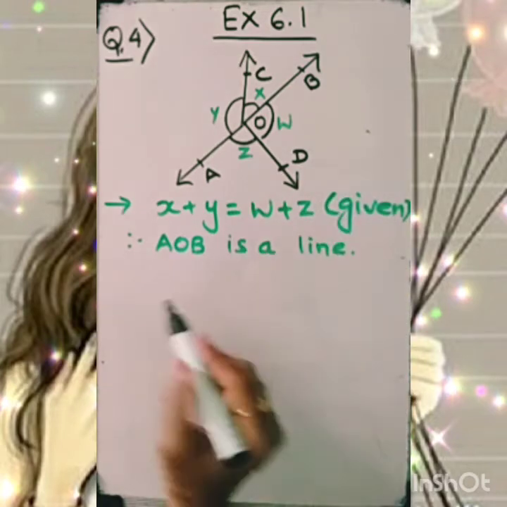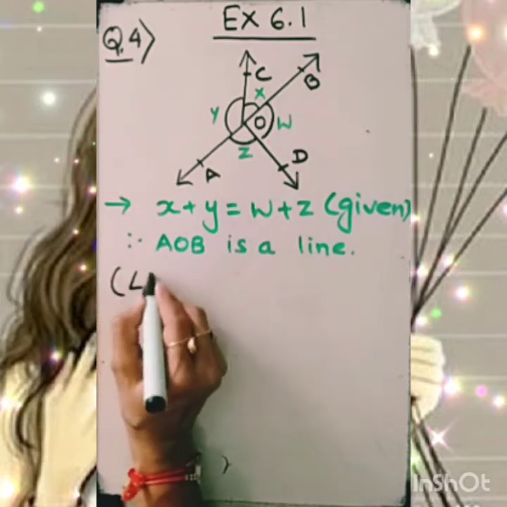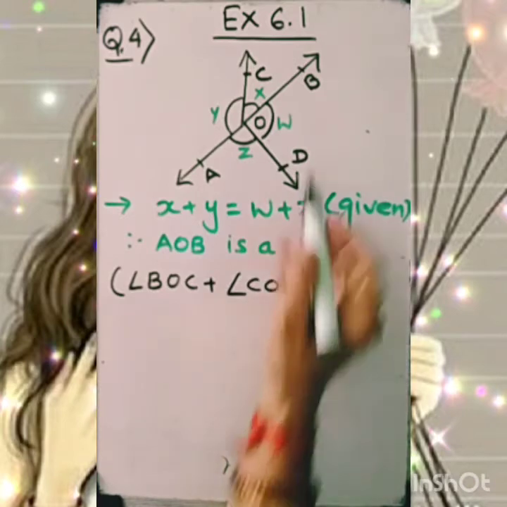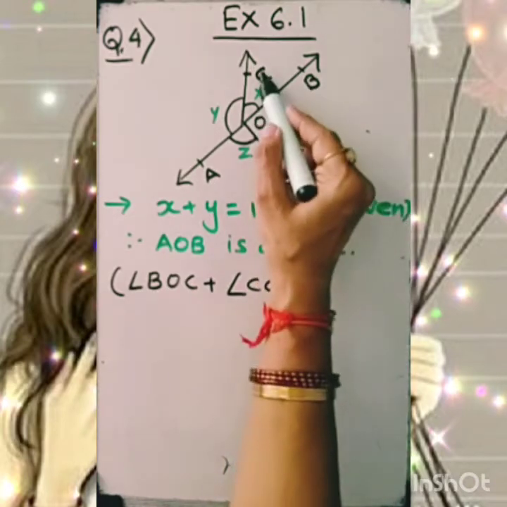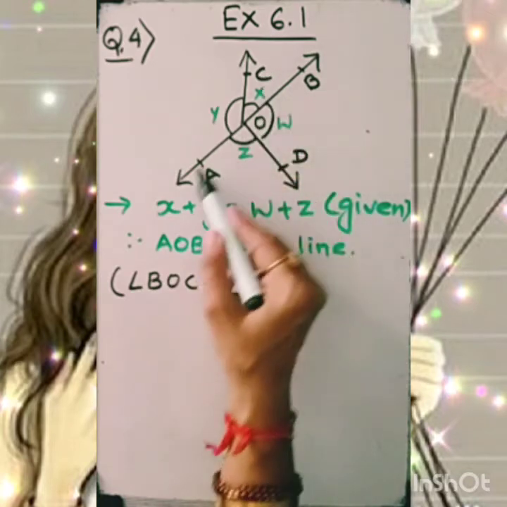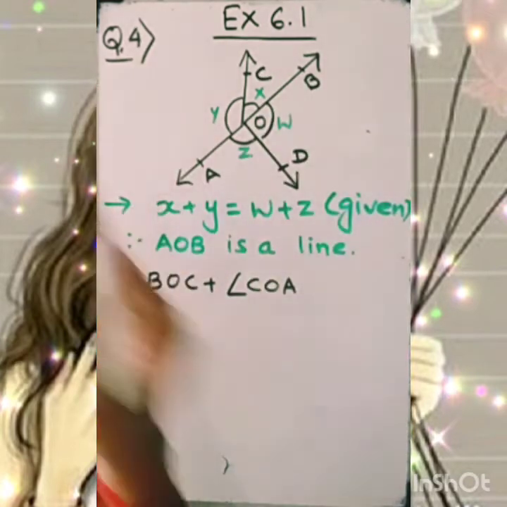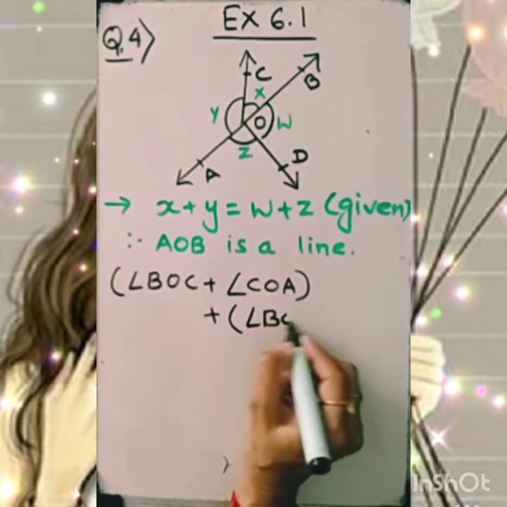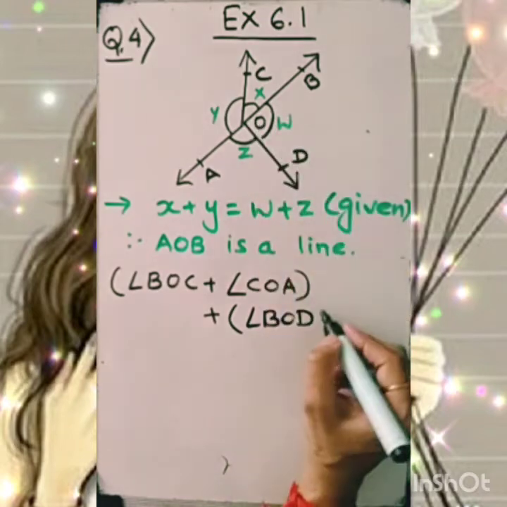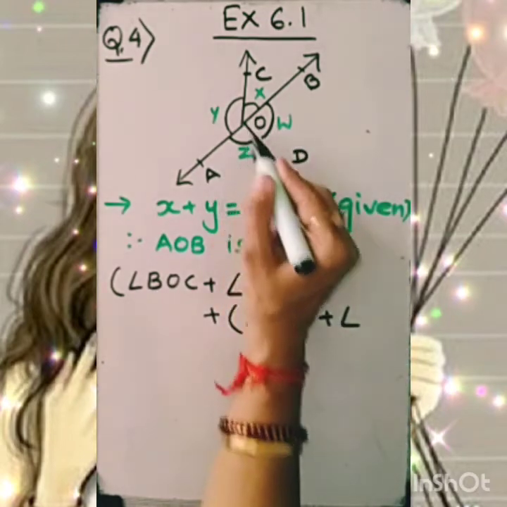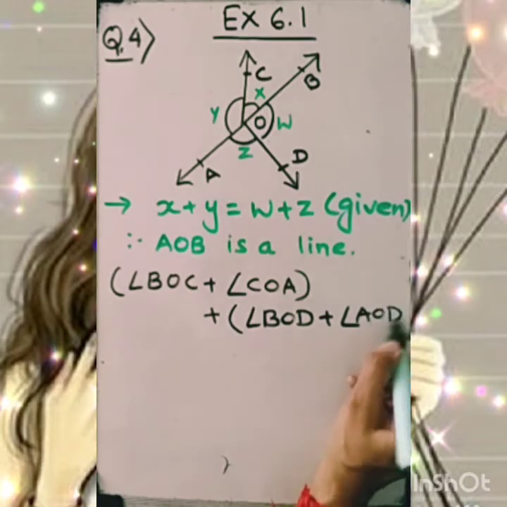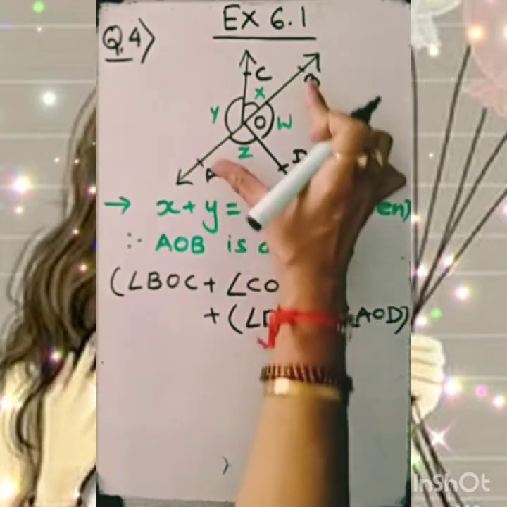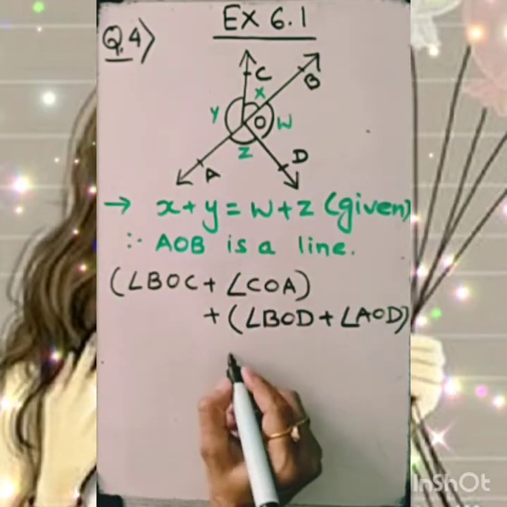So can I begin from here? Angle BOC plus angle COA. I am talking about this angle BOC plus angle COA. These lines are on the same side of the straight line, and angle BOD plus angle AOD. All the way you can see this is 180 degrees. This much portion is 180 degrees, the sum of these two angles is 180 degrees.